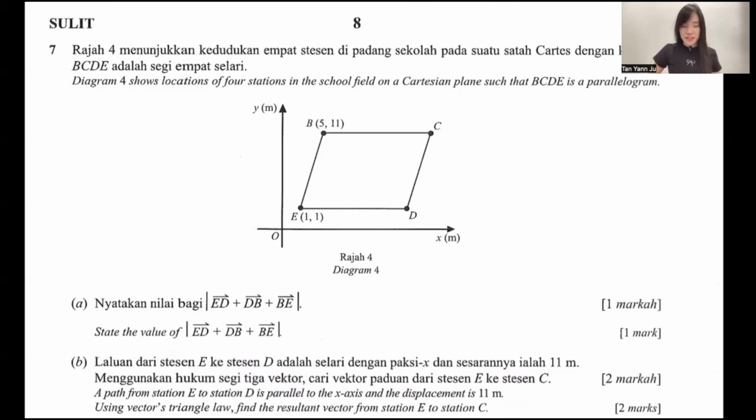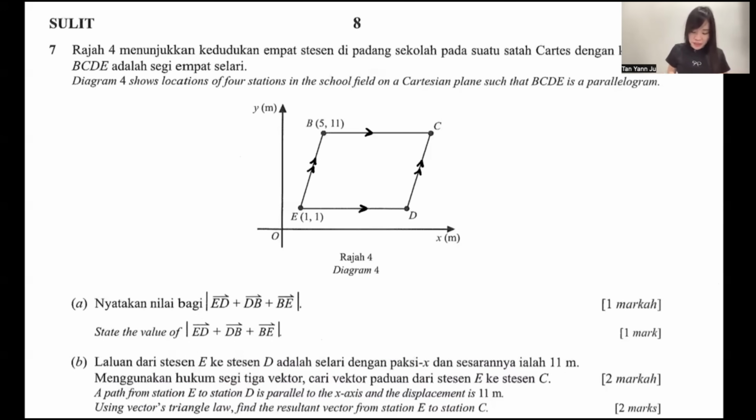Okay, question 7. They say diagram 4 shows the location of 4 stations in the school field on the Cartesian plane, such that PCDE is a parallelogram. You know what a parallelogram is, right, guys? A parallelogram is like a rectangle. Whenever you have a rectangle and you want it to fall down, but it's not completely fallen down yet, we always call it a parallelogram. So in a parallelogram, here and here are definitely parallel. Here and here are definitely parallel.